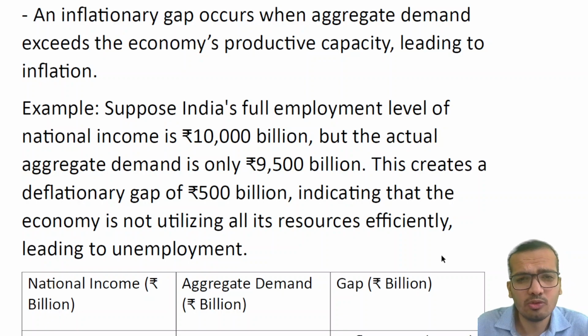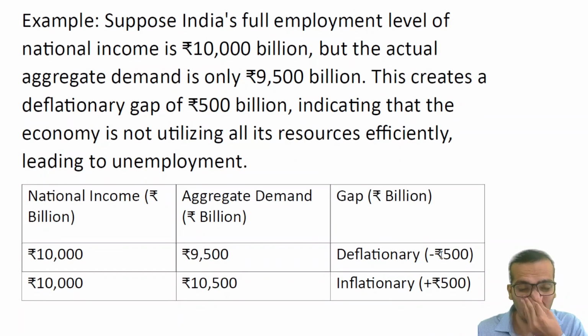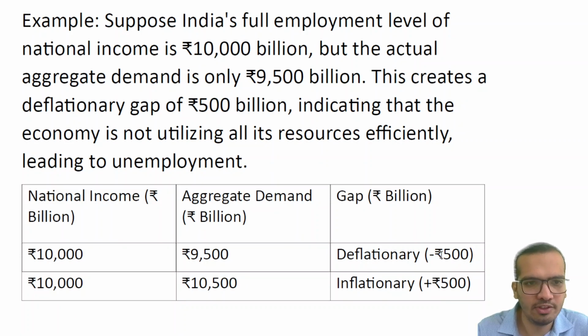Example, suppose India's full employment level of national income is 10,000 billion, but the actual aggregate demand is only 9,500 billion. So this creates a deflationary gap of rupees 500 billion, which indicates that the economy is not utilizing all its resources efficiently, leading to unemployment. So we have a table which explains both inflationary and deflationary gap.